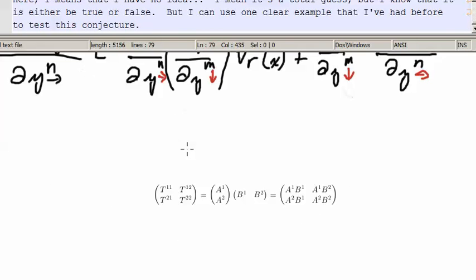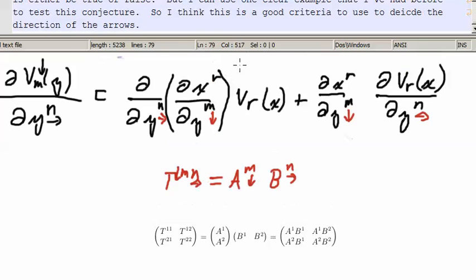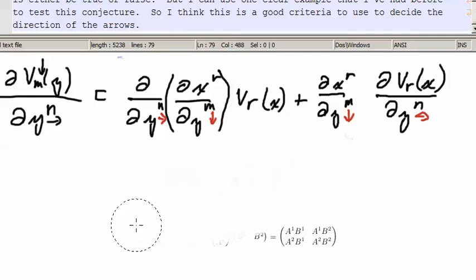But I can use one clear example that I've had before to test this conjecture, and that was when I had t superscript m n equals a sub m b sub n. We went down with the m's, we went across with the n's, we go down with the a's, we go across with the b's. So I think this is a good criteria to use to decide the direction of the arrows. So I'm just going to erase that and then see what we can decide for the next set of arrows.